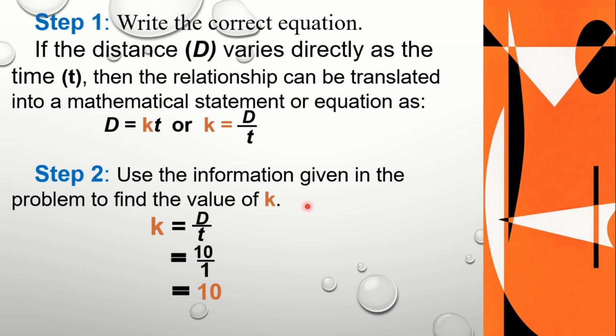Step 2. Use now the information given in the problem to find the value of k. So we will use the equation in terms of k, which is equal to d over t. Since the first value of the distance is equal to 10 kilometers per hour, the value of t is equal to 1. So we substitute 10 divided by 1 is equal to 10. So that is the value of the constant, or k.